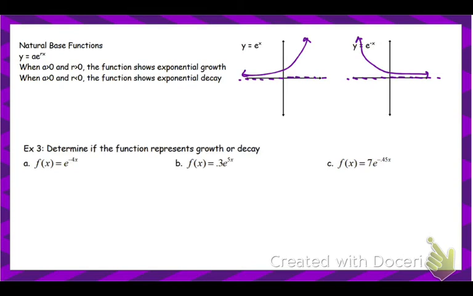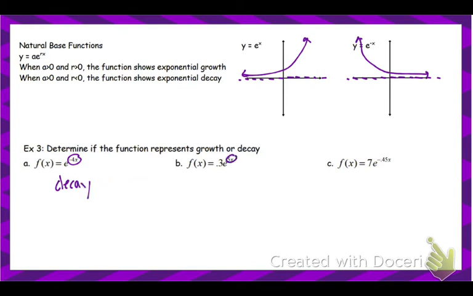All right, so all we're going to do now is determine, do these graphs show growth or decay? They all have a base of e. Now remember, that number out in front, that's your initial value here. It's not going to affect your base. We do not multiply them together. So this is e to a negative, which means it's going to show decay.